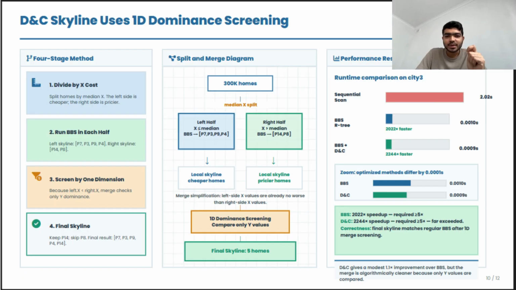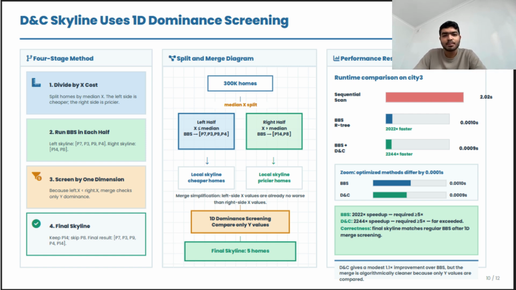This slide explains my third algorithm, which combines branch and bound skyline with divide and conquer, and introduces one-dimensional dominance screening during the merge. Stage 1 is dividing by cost. I split all 300k homes by their median x value. The left side contains the cheapest homes where x is less than or equal to the median, and the right side contains the pricier homes where x is greater than the median. The split is the foundation of everything that follows because it creates a guaranteed ordering between the two halves.